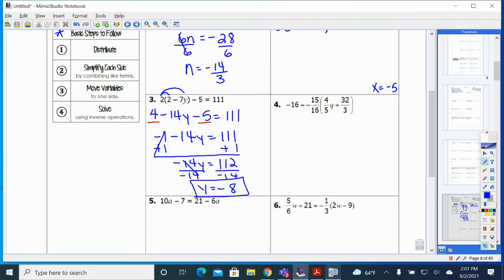So the problem here is still going to, we need to distribute first step. We need to distribute negative 15/16 times 4/5 q cubed and negative 15/16 through to the positive 32/3. So let me show you how to do that in the calculator.